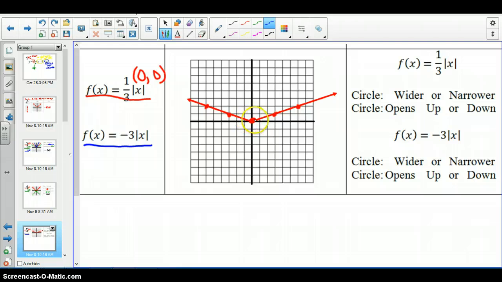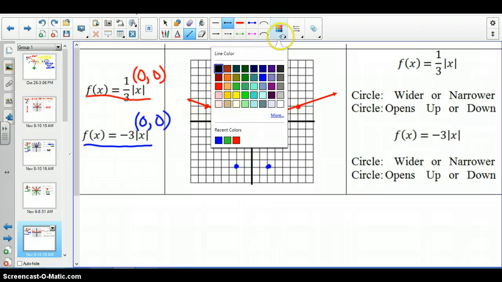-3 absolute value of x. There's nothing inside the absolute value, so the x of my vertex is 0. There's nothing behind the absolute value, so the y of my vertex is 0. Now my slope is 3, and it is negative, so that tells me it opens downwards. So I'm going to go down 3 to the right 1, and I'm going to go down 3 to the left 1. Now I'm going to draw my line connecting those.